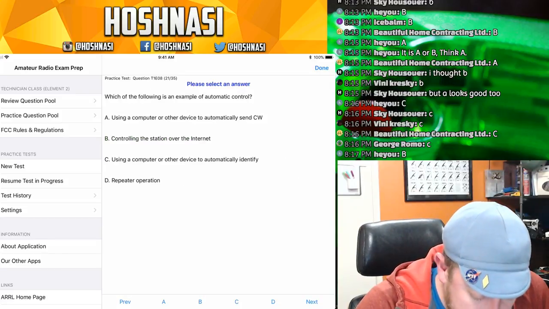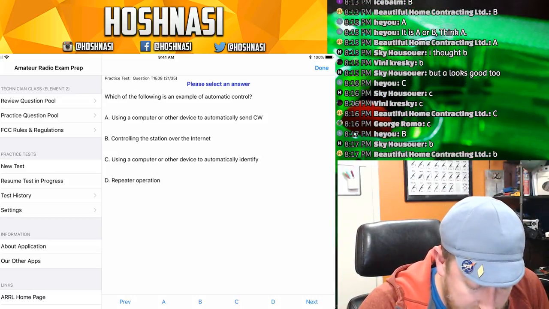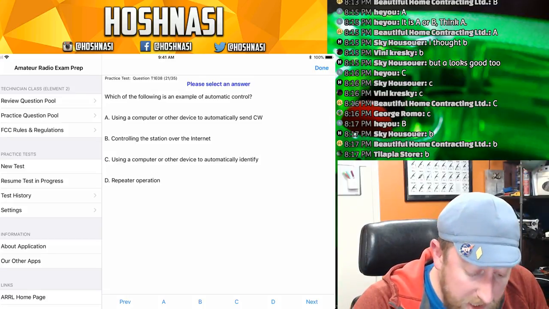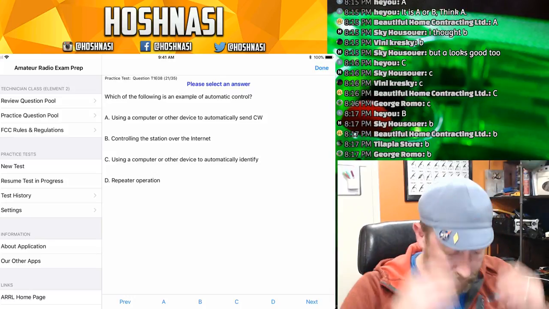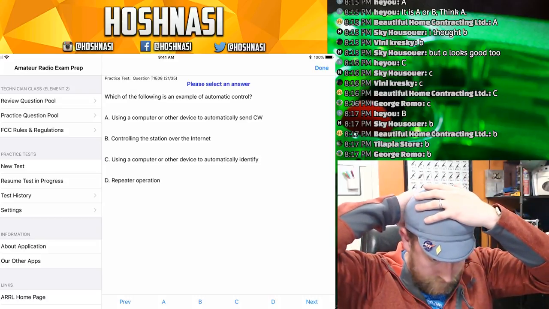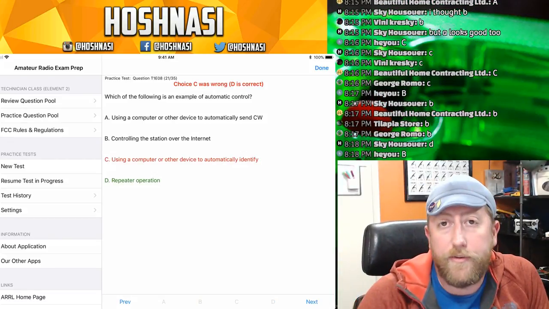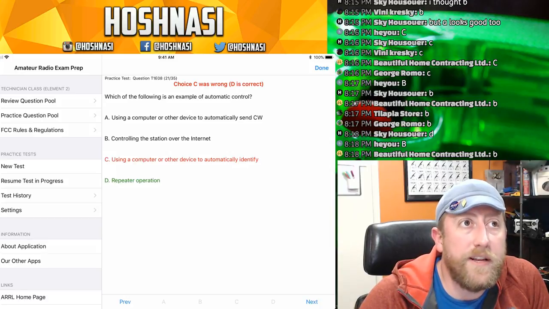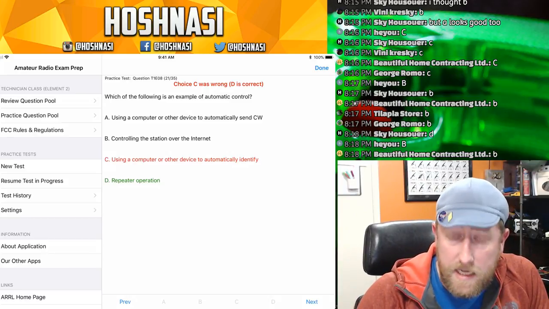That's right. Which of the following is an example of automatic control? Using a computer or other device to automatically send CW? Controlling the station over the internet? Using a computer or other device to automatically identify? Repeater operation? I don't know. C, using a computer or other device to automatically identify? No, D, repeater operation. It was going to be one of those. So there you go, repeater operation, which I guess you're not there and someone's keying it with their CTCSS code. Yeah, I guess that makes sense. D, repeater operation.